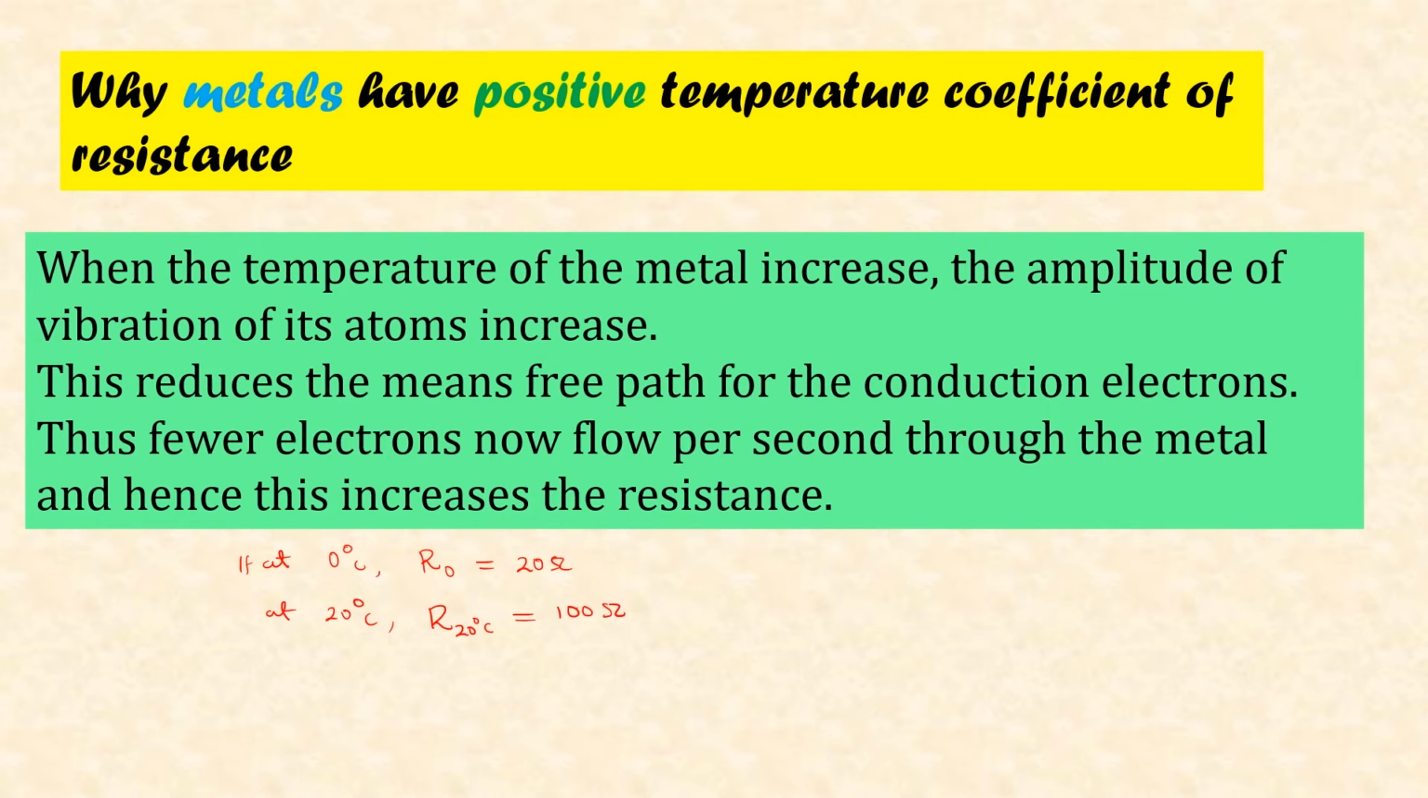Now we know that the temperature coefficient of resistance is the change in resistance, which is R theta minus R naught, divided by the change in temperature times the resistance at 0 degrees Celsius. Therefore alpha in that case is 100 minus 20 divided by the change in temperature, which is 20, times the initial resistance, which is also 20. In this case, the numerator is positive, which is 80 divided by 400.